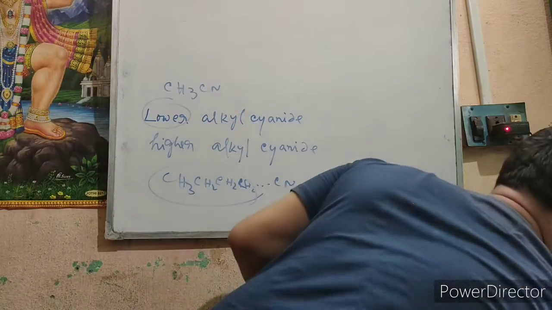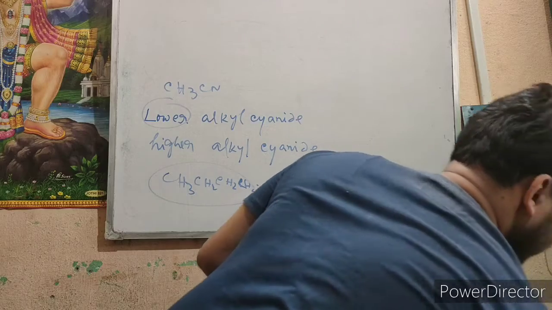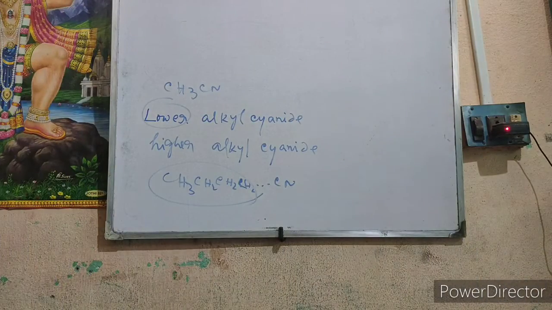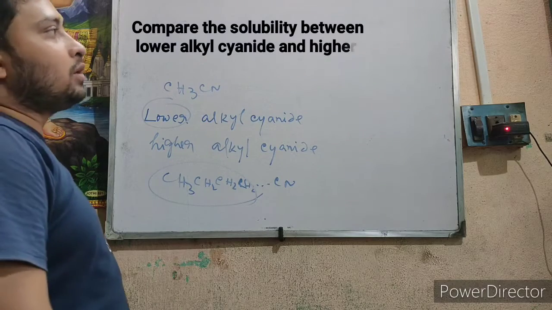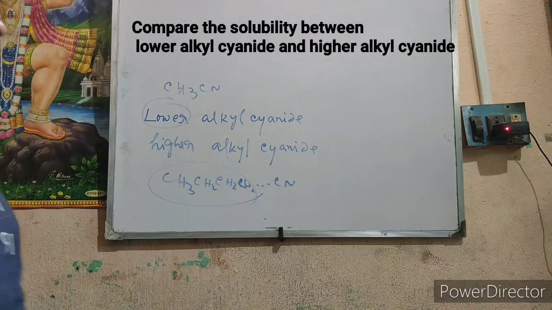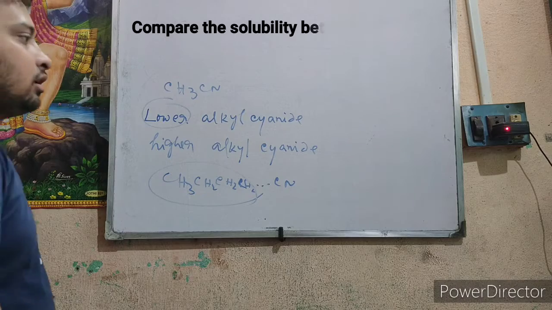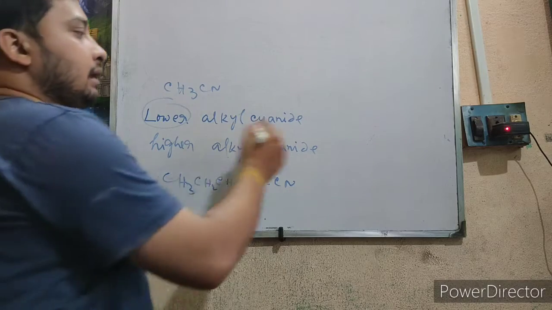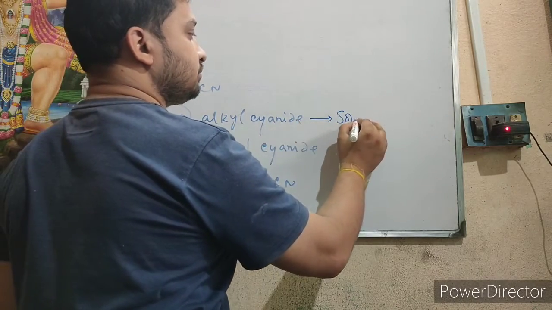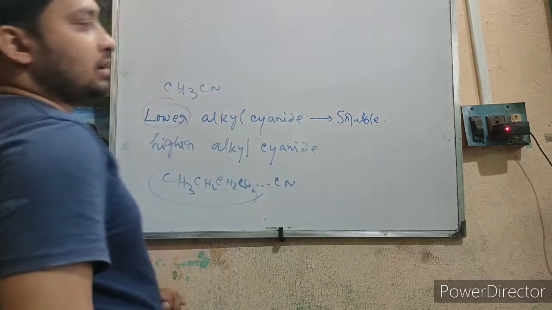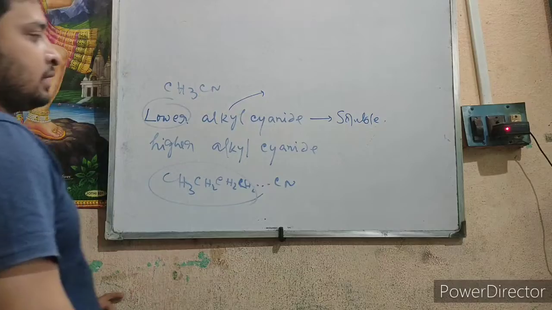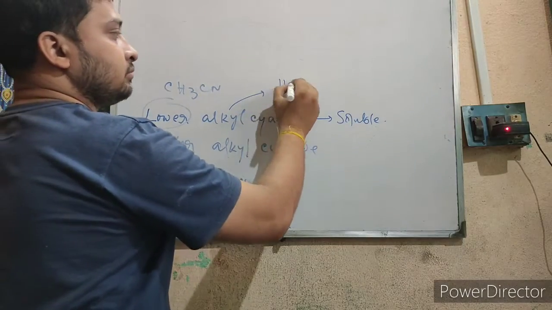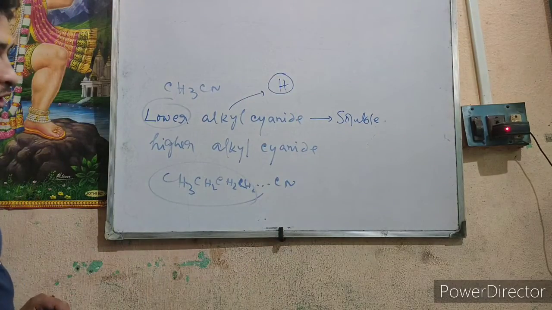This is the simple question. I give you the question. The question is, compare the solubility in water between lower alkyl cyanide and higher alkyl cyanide. The answer is, lower alkyl cyanide is soluble in water. Why? Because it can form hydrogen bonding.